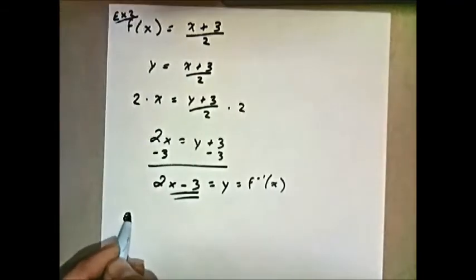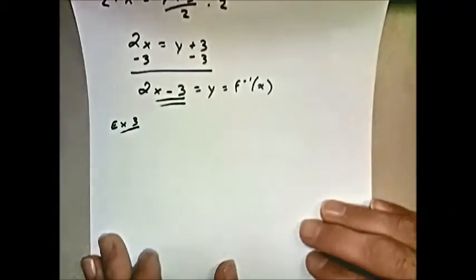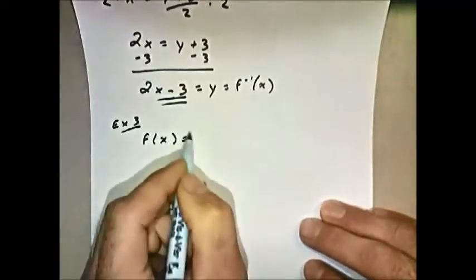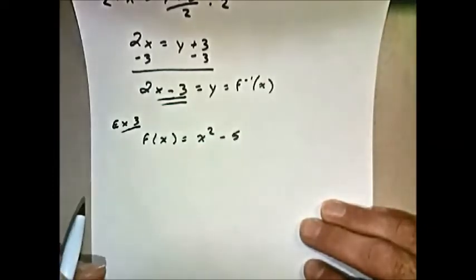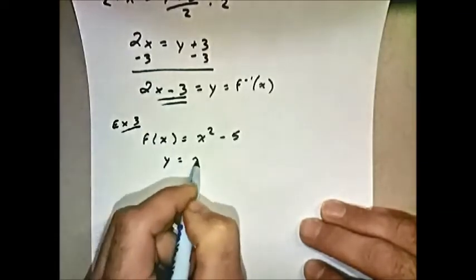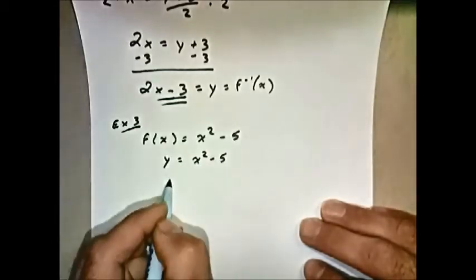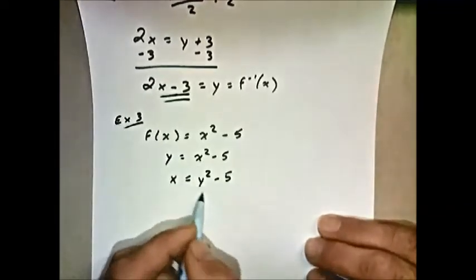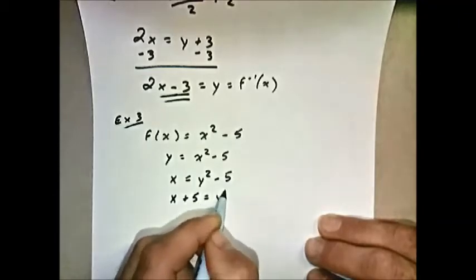Now in example 3, let's go ahead and look at a quadratic function. Quadratics work just like our linear function did. So let's take f of x equals x squared minus 5. Replace your f of x with y equals x squared minus 5. Replace your x's and your y's. So x equals y squared minus 5. Solving for y, we're going to add 5 to both sides. So x plus 5 equals y squared.